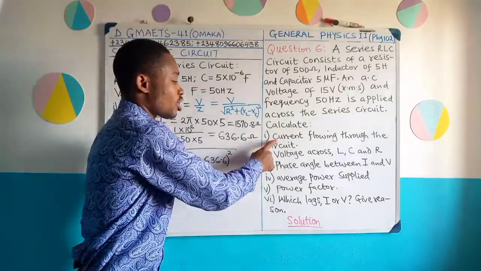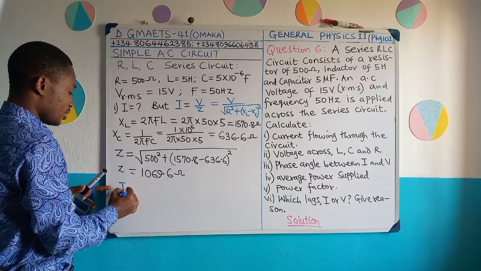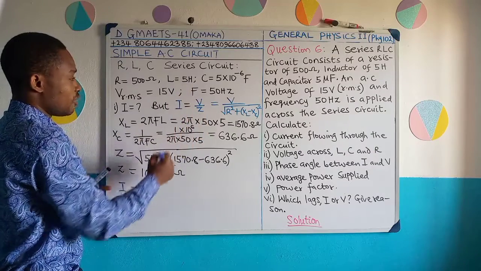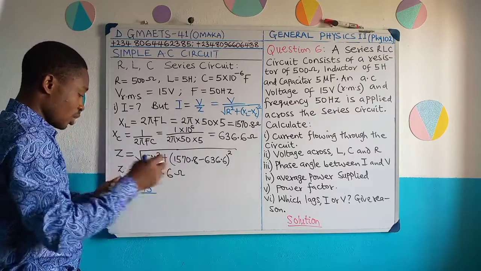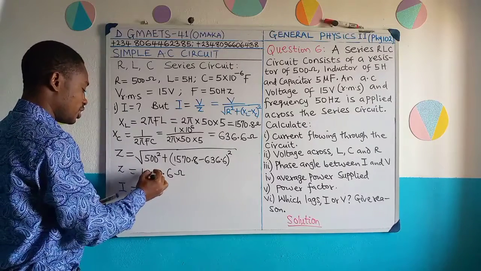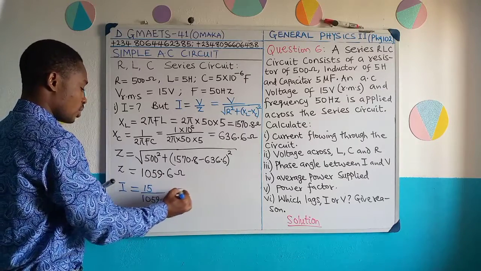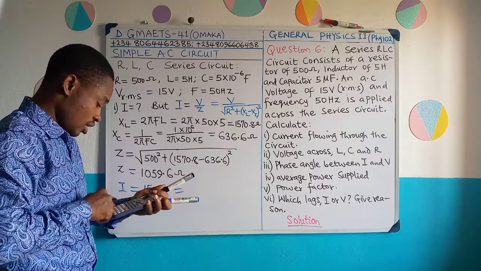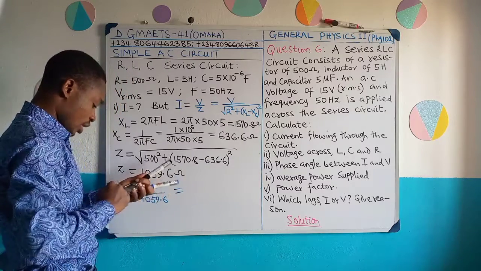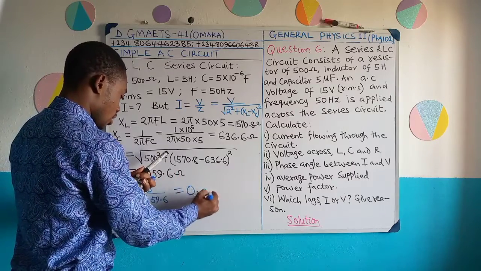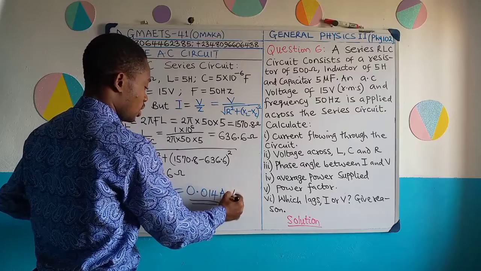So I can get the current flowing through the circuit now. To get that current, I can say I equals, I will use this formula. V they give me is 15. I will divide that 15 by the impedance I got, 1059.6. Let's see what the current is that works out for the circuit. 15 divided by 1059.6. So what this one gives me as the current is 0.014 amperes. Now this current is what moves about in the circuit where they ask us the question here.